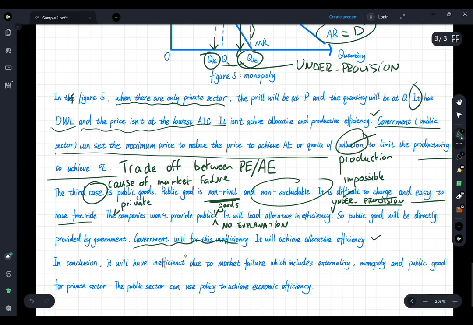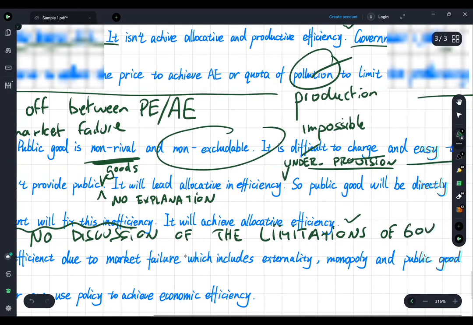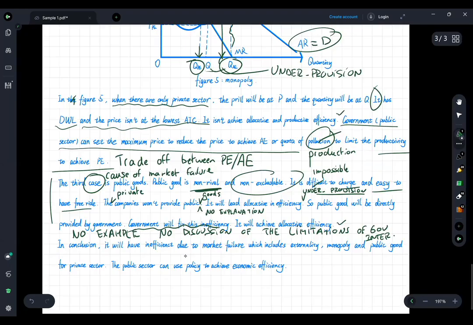Yes, why not? But you see, there is another big problem here, is that there is no example of a public good. There is nothing to illustrate what we mean by public good. And there is no discussion of the limitations of government intervention. So again, no evaluation. Okay, it's not magic. There are some problems if the government, sorry, I don't have much room left. There is no discussion of the limitations of government intervention.